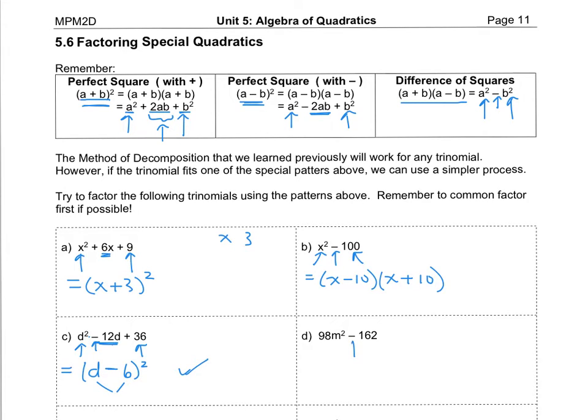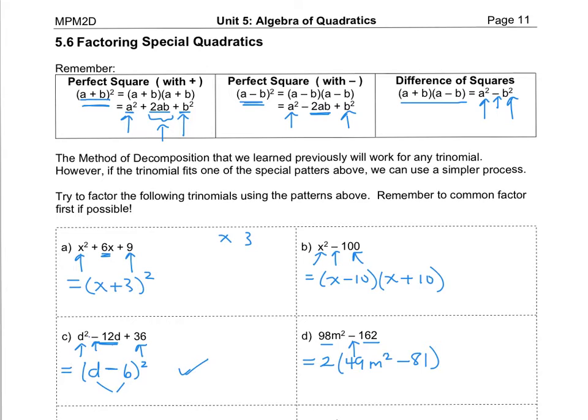Part D, we have a subtract, so it's a difference. Can I square root 98 and get a nice answer? Can I square root 162 and get a nice answer? Oh, no, it doesn't work out nice. But those are both even numbers. I have a common factor here, so I'm actually going to common factor 2 out of both of those terms. 98 divided by 2 is 49, and 162 divided by 2 is 81.